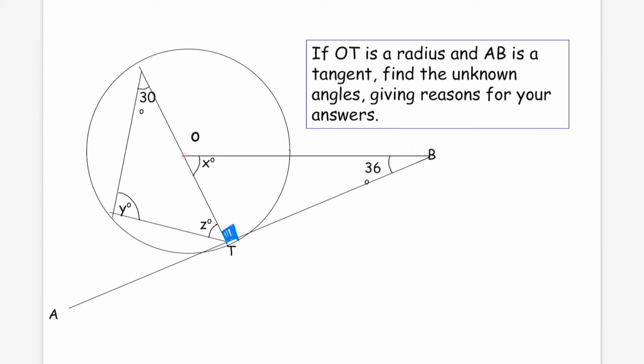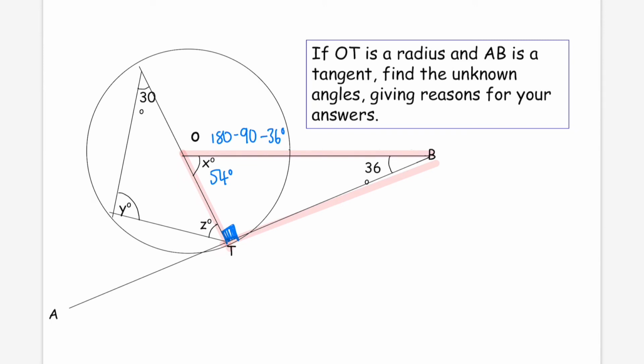We can then see that we've got a triangle, and we know that a triangle adds together to make 180 degrees, and therefore 180 minus the 80, minus the 90, minus the 36 is going to give me x, which is 54 degrees.